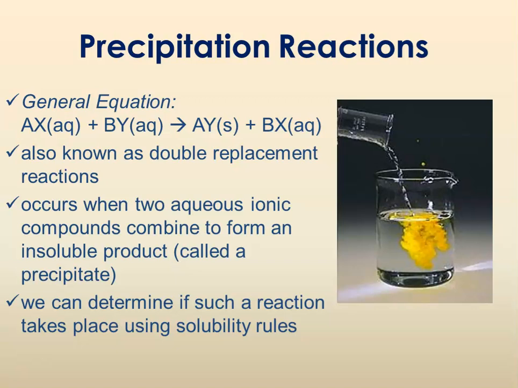So this video is going to focus on precipitation reactions, which generally follow a set equation where you have two ionic solutions that are mixed together. And when they are mixed together, one of the pairs of ions is able to form a precipitate, an insoluble solid that is going to separate from the remaining ions in solution. You've probably heard of these before, referred to as double replacement reactions. And we do not actually have to perform these reactions to determine if a precipitate has formed. We can use our solubility rules to determine this.